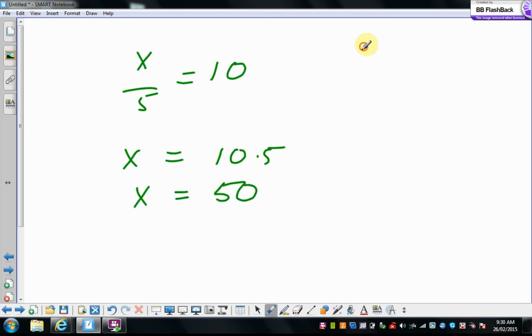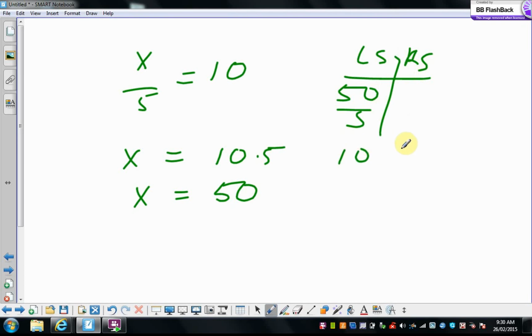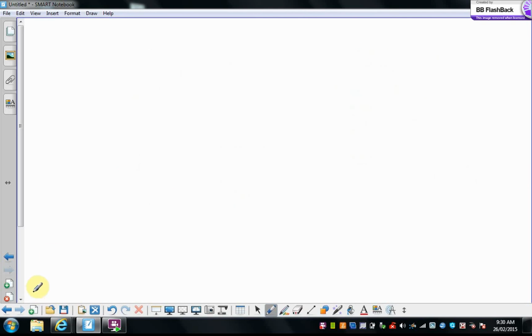Okay, and I go back and check, left side, right side. I get 50 over 5 on this side, and that's 10, and the right side was 10, so left side equals right side. Happy face, etc. Okay, that's great. What gets complicated is when you have multiple fractions in a question.